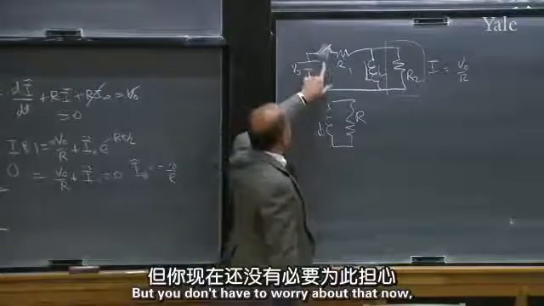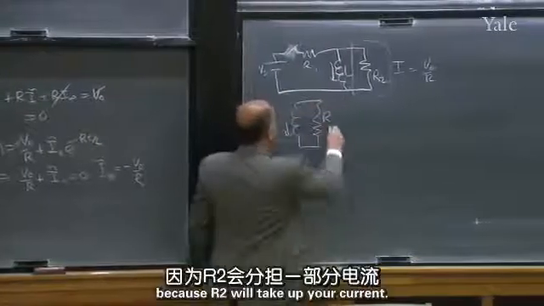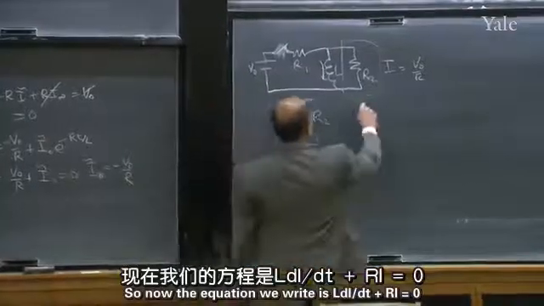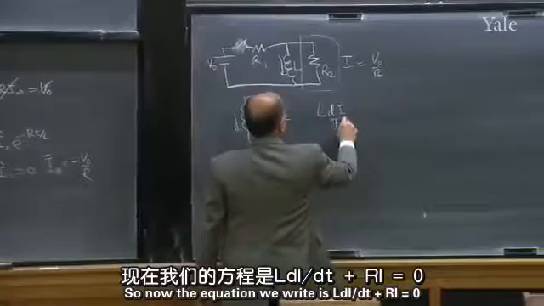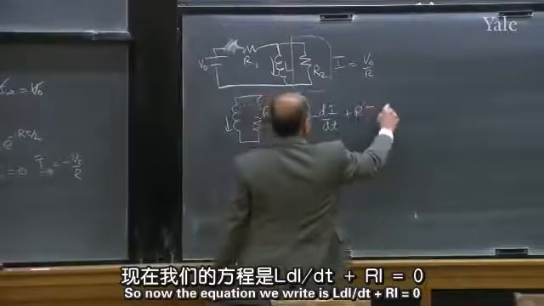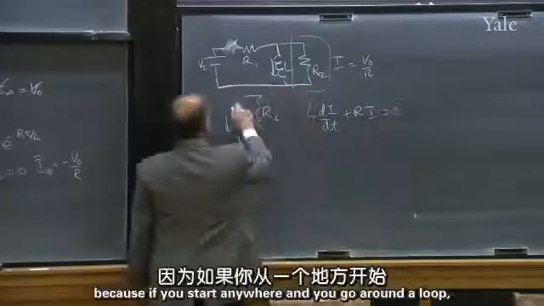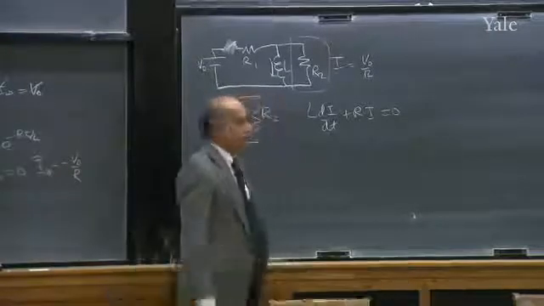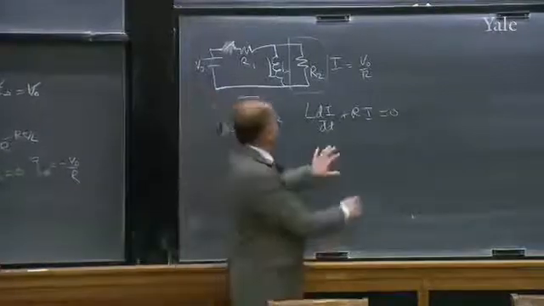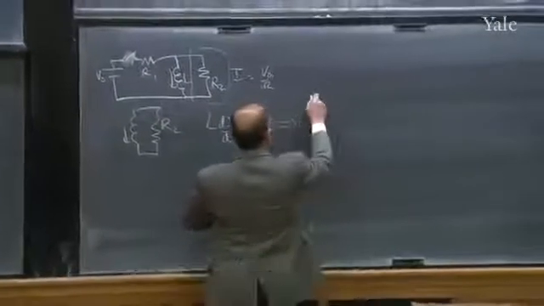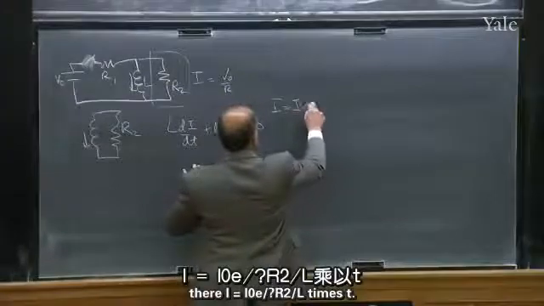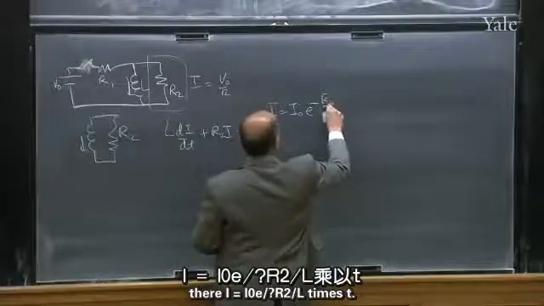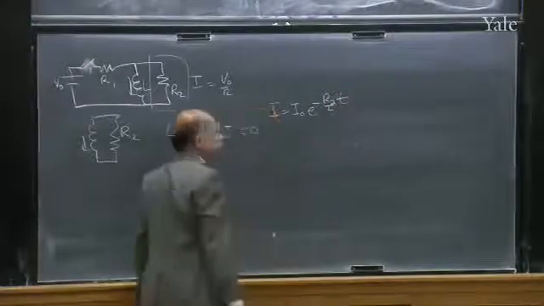But you don't have to worry about that now because R2 will take up your current. So now the equation we write is L di/dt plus Ri is equal to 0, because if you start anywhere and you go around a loop, you have no change in anything. There's no voltage. And the answer to this one, therefore, I is equal to I0 e to the minus R2 over L times t.